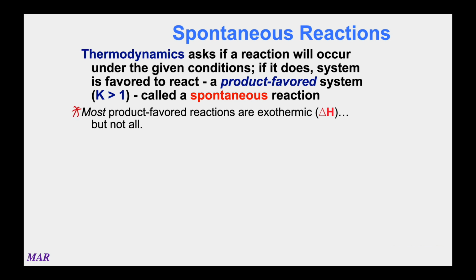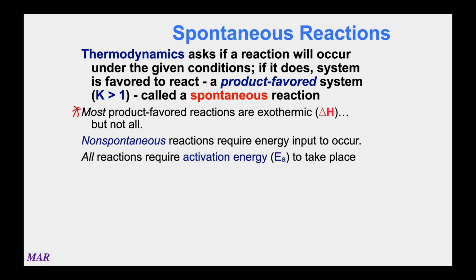Most product-favored reactions are exothermic. They'll have negative delta H's. And until this chapter, that's what we've kind of assumed informally, all right? But in this chapter, we're going to see that it's a little bit more detailed than that. Not all exothermic reactions are product-favored. Overall, they are, all right? But not all the time. And that's what we'll be exploring in this section.